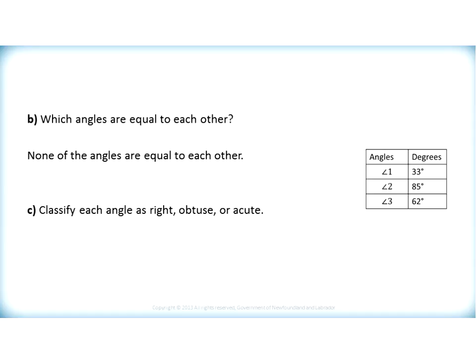And we want to classify each angle as right, obtuse, or acute. Remember that right angles are 90 degrees exactly. Obtuse angles are between 90 and 180 degrees. And acute angles are between 0 and 90 degrees.